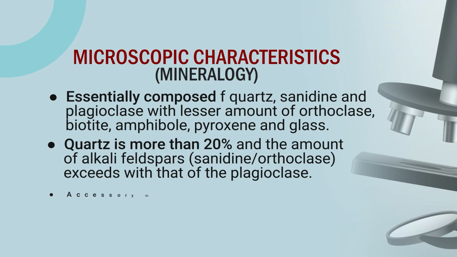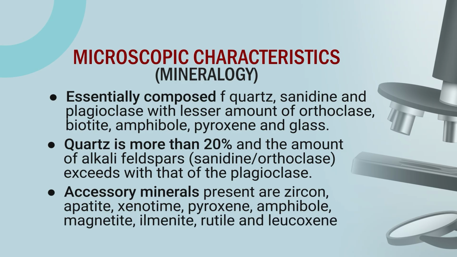So, for the alkali feldspars we have orthoclase, sanidine and microcline; these are known as alkali feldspars. Bytownite, anorthite, albite, these are plagioclase feldspars. Accessory minerals present in a rhyolitic rock are generally zircon, apatite, xenotime, some amount of pyroxene, amphibole, magnetite, ilmenite, rutile and leucoxene.